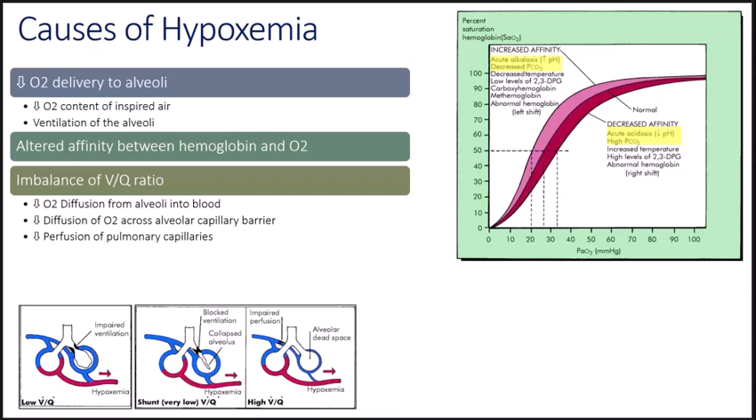So in order for gas exchange or gas diffusion to occur, we need good ventilation to the alveoli and we need good perfusion of the blood that's there.